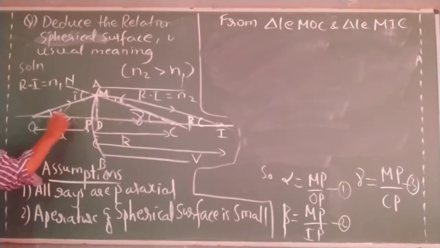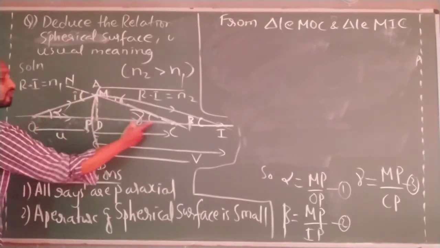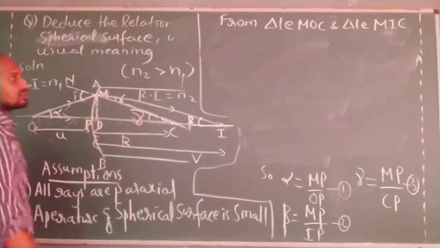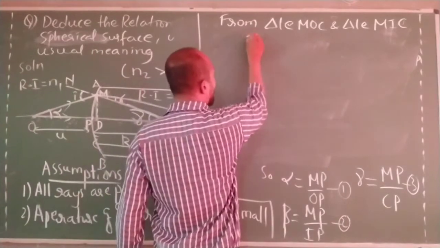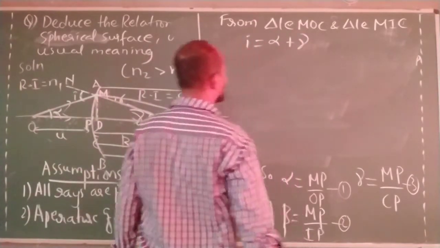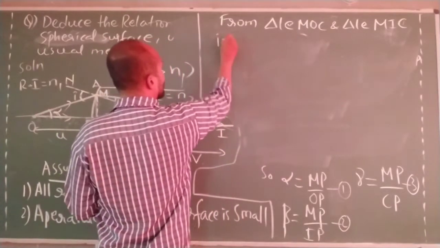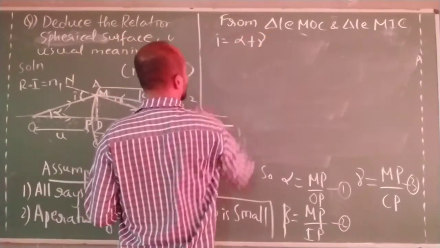Here I can bring the relation alpha plus gamma is equal to I. Sum of two interior angles is equal to the exterior angle. I can write I is equal to alpha plus gamma. Are you getting that?